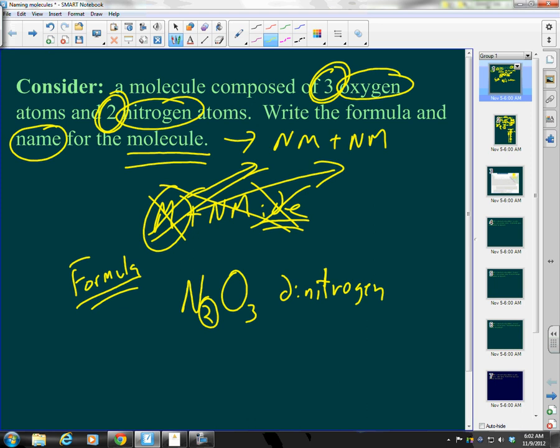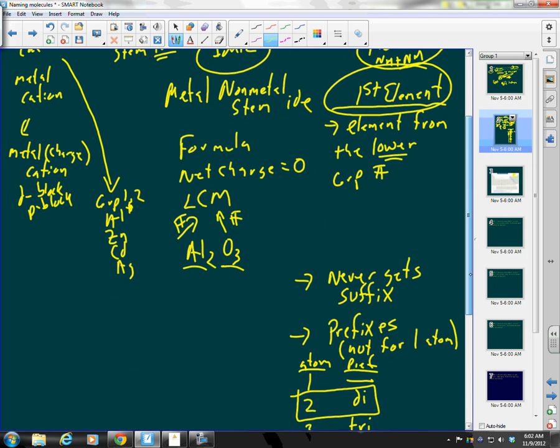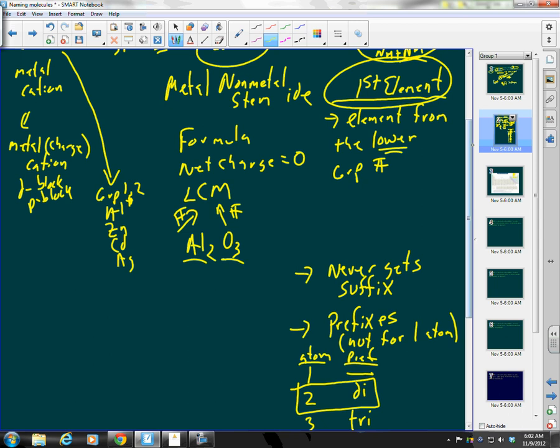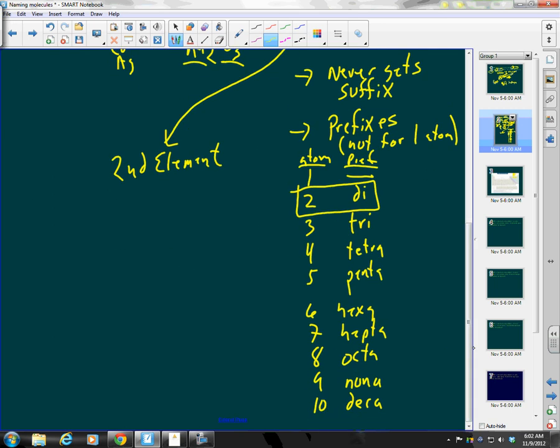Now, what do I do with my second element? Let's go back here. We need some more rules. I have the first element, and now we have to say what happens with my second element. There's my first element, and the second element we're going to put over here so we have lots of space. What are the rules for the second element in my molecular compound?